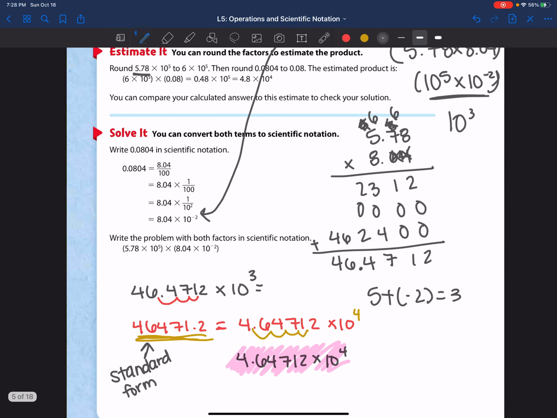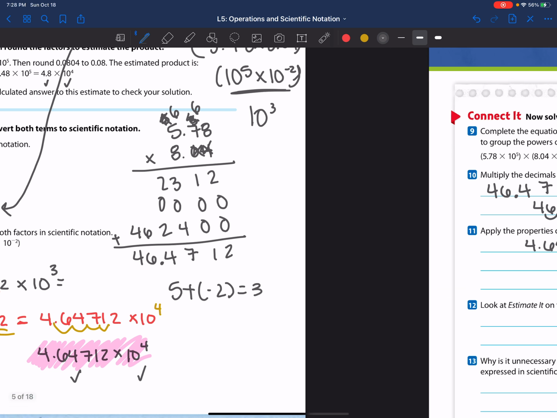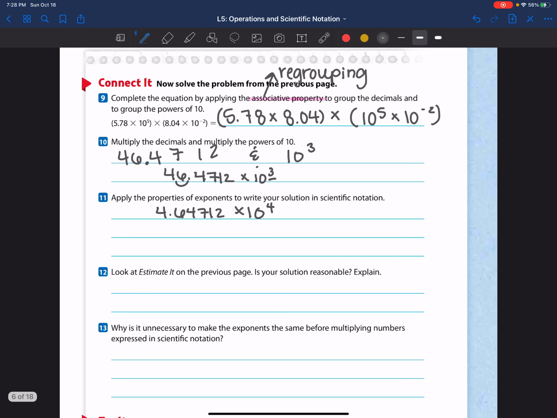Our final solution was 4.64712 times 10 to the 4th. So the 10 to the 4ths are exactly the same, and 4.8 is very close to 4.64712. So yes, our estimate is reasonable. Our estimate is very close to our solution, so our solution is reasonable. Yes.